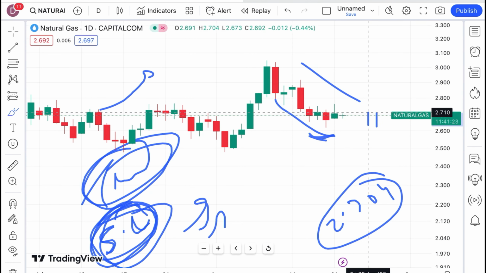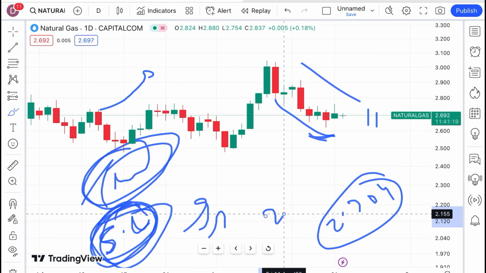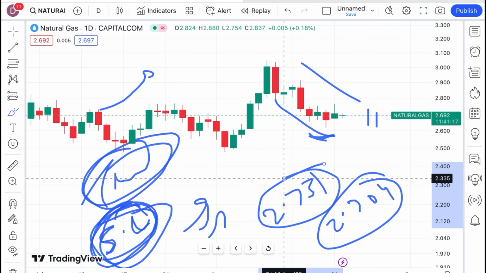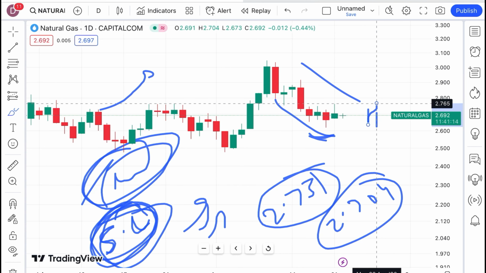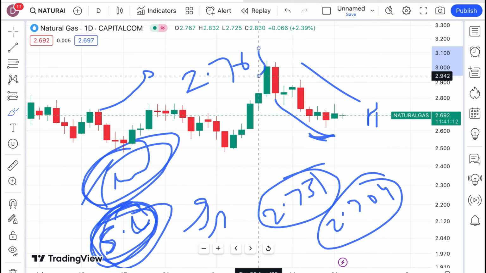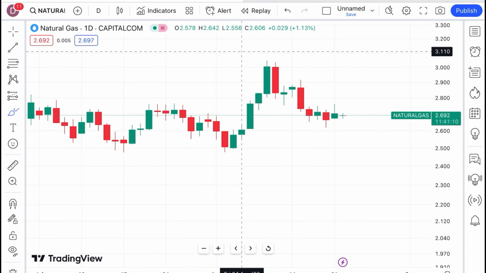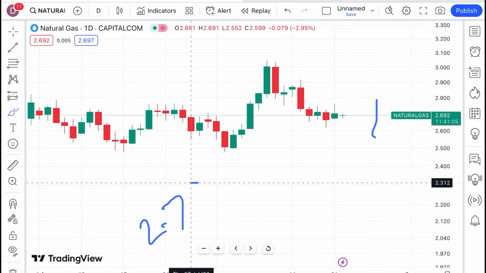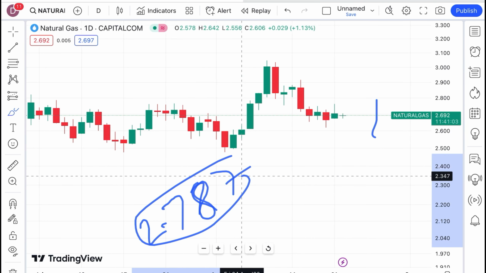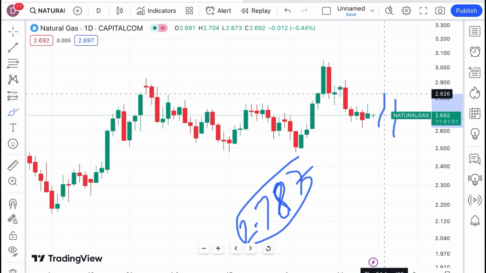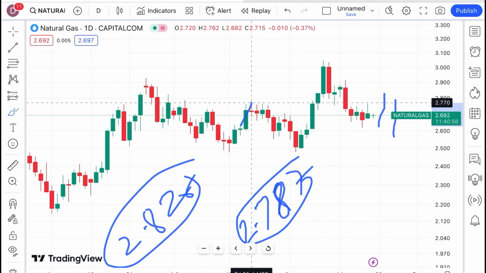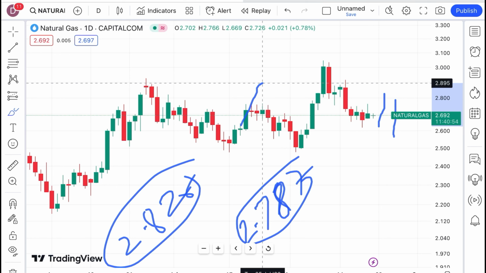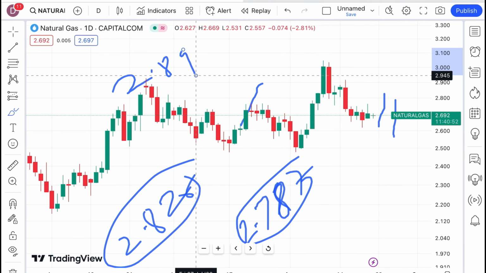Suppose the price sustains this level, it will cross a level of $2.710, and chances of crossing a level of 2.731 are also there, that is already being tested, so chances of going towards 2.765 are there. Now if the price moves above that particular level, it will cross that zone, and chances of going towards 2.787 are there. Now if the price moves above that level, it will cross a level of around $2.826, and then from there a further upside towards a level of around 2.890 is there.